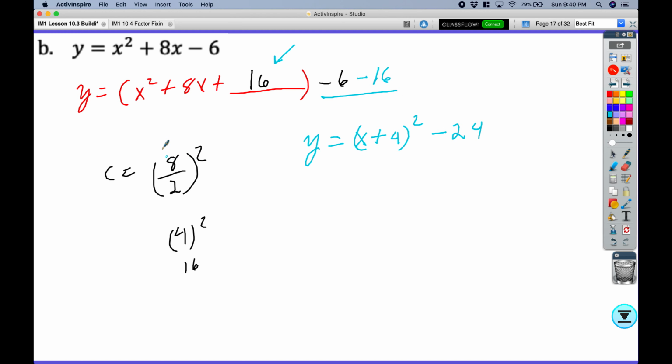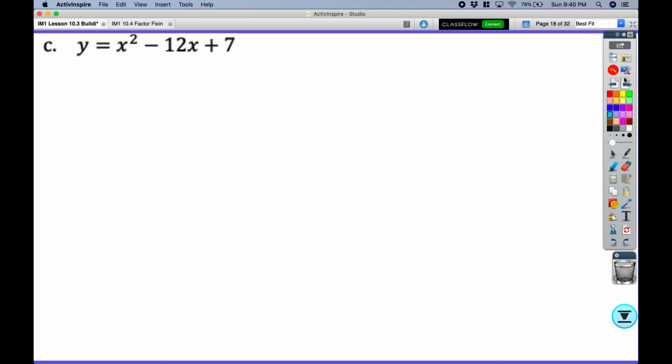Okay? Just as a reminder, guys, how did I get this? In simplest terms, y equals x plus b divided by 2, squared. Okay? So my b value is here. That'll work on most of these anytime you have a coefficient of 1. And we'll learn how to factor those as well, okay? So let's go ahead now and look at my next one.